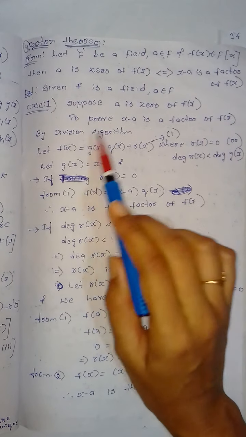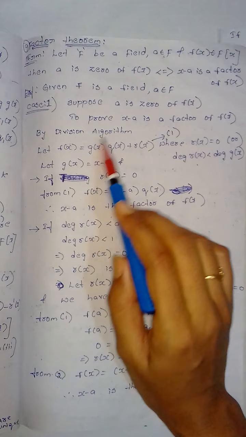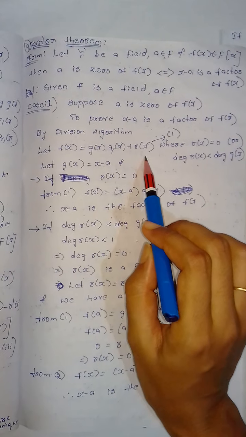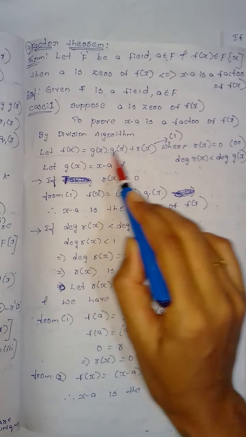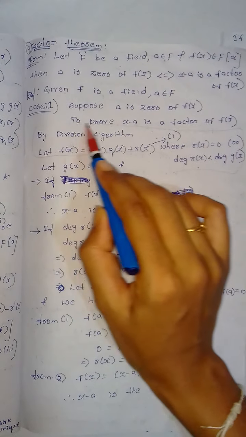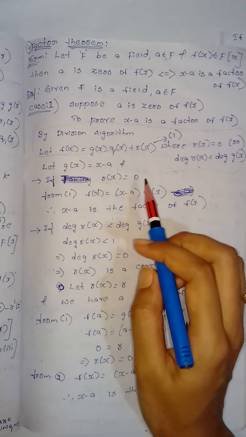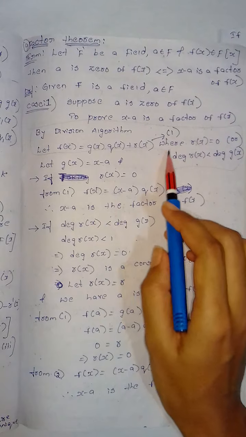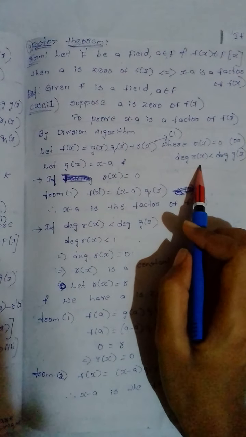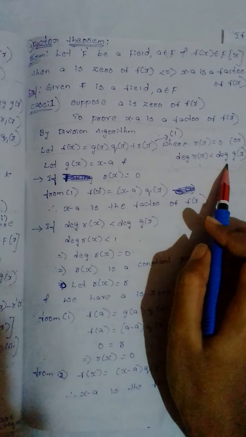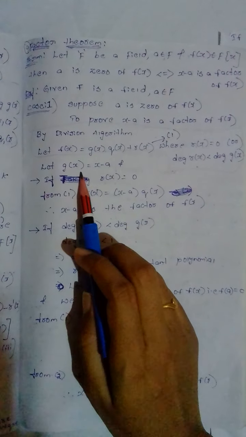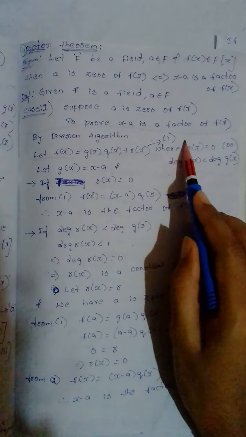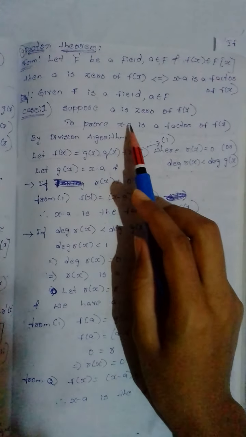Now by the division algorithm we have this formation, f of x equals g of x, q of x plus r of x. This total value we are taking from the division algorithm theorem. We have this theorem separately. From that theorem we have written this, where r of x equals 0 or degree of r of x is less than degree of g of x. Let g of x equal x minus a. Now you substitute. By taking these two conditions we have to prove x minus a is a factor.